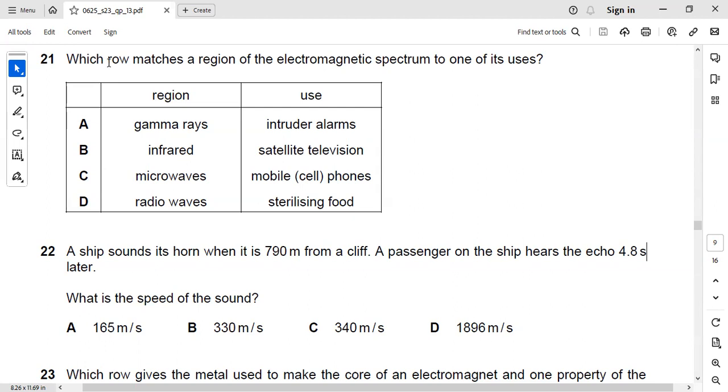Hi everyone. Today we'll see the remaining questions, that is from 21 to 40.